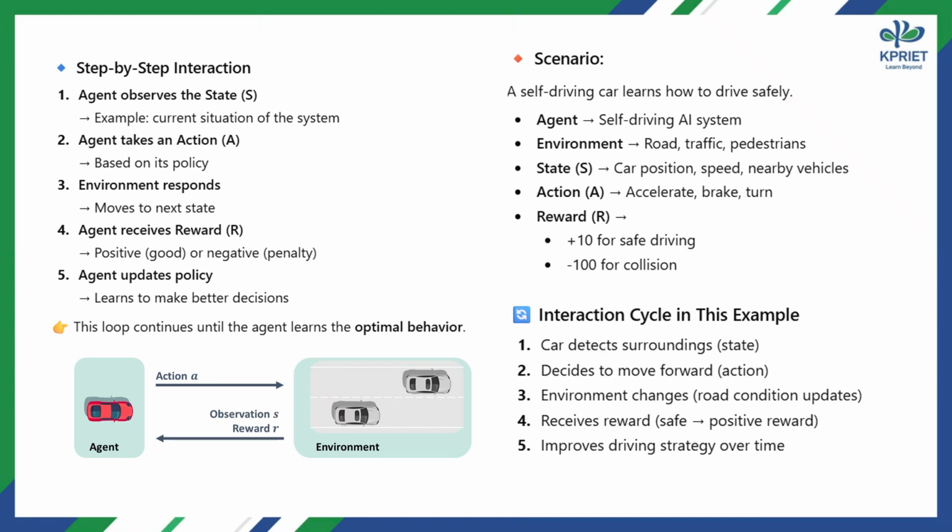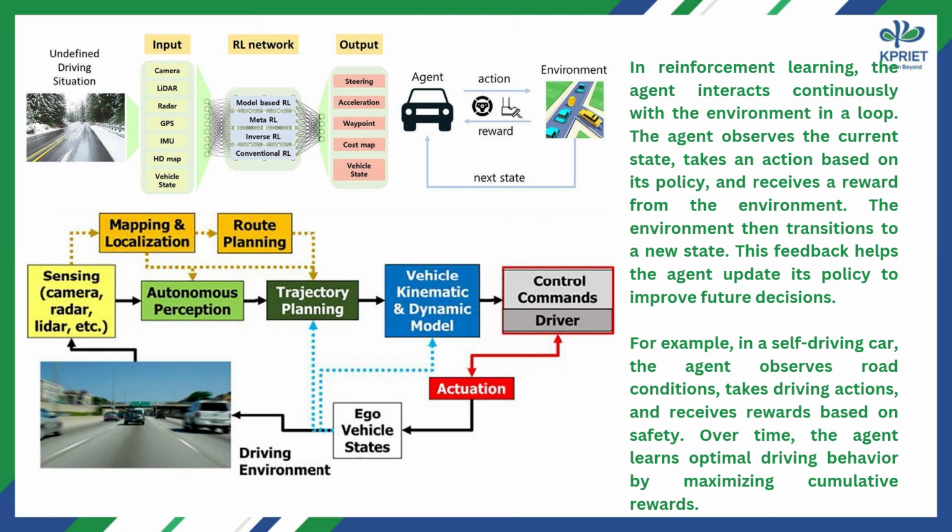The interaction cycle in this example is: the car detects the surroundings, decides to move forward, the environment changes, and it receives a reward, a safe positive reward, and improves the driving strategy over time. So this is how it is implemented. The driving situation or the environment is detected, and inputs are obtained from camera, lidar, radar, GPS, IMU, HD map, and vehicle state, and it is fed to the RL network. Model based RL, meta RL, inverse RL, and conventional RL are all there, and the output is given to actuate the steering, acceleration, waypoint, cost map, and vehicle.